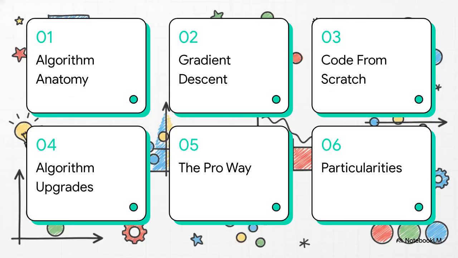All right, here's our roadmap for today's explainer. 1. Anatomy of an algorithm. 2. Understanding gradient descent. 3. Coding it from scratch. 4. Upgrading the algorithm. 5. The pro-engineer way. And 6. Algorithm particularities. Let's dive right in.